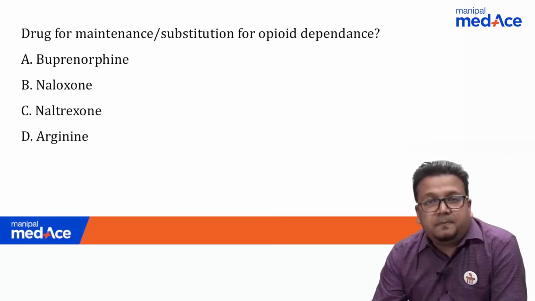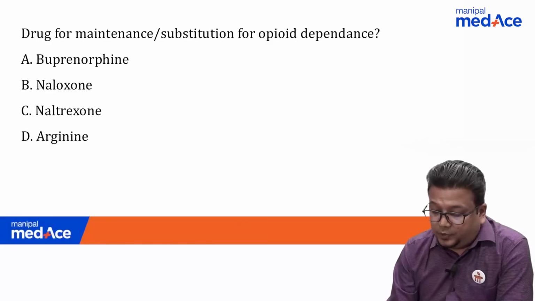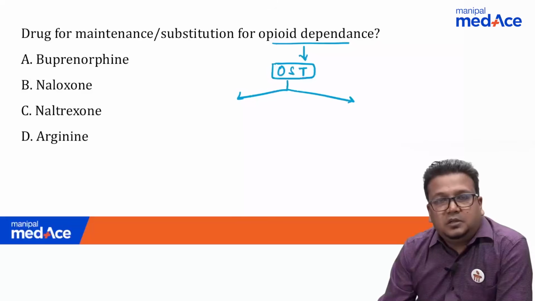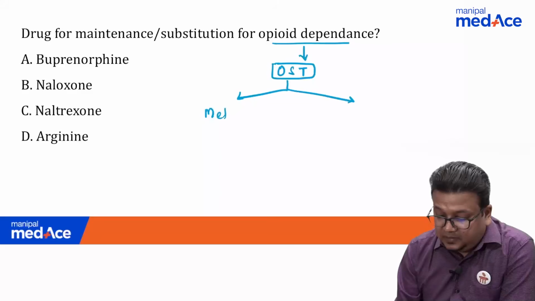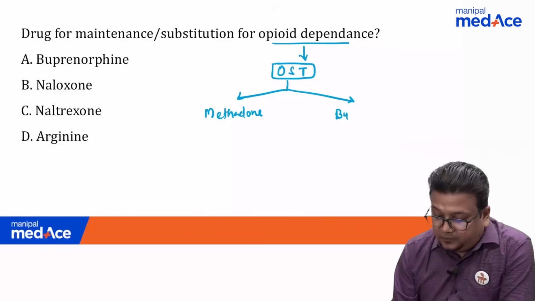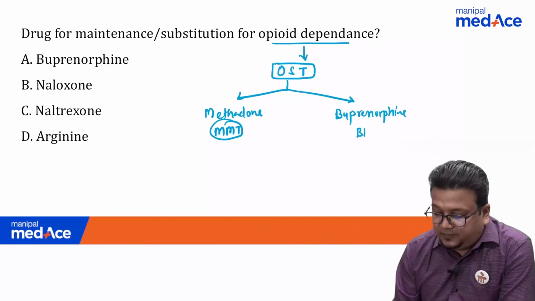Again, a question which is direct from my notes and videos: drug for maintenance or substitution for opioid dependence. So you know, we use what we call opioid substitution therapy, OST, for treating opioid dependence. There are two things that can substitute the morphine or heroin that the patient was taking. The preferred, we know, is called methadone maintenance therapy. So methadone is the preferred drug, and if methadone is not available, then we have buprenorphine maintenance therapy. So either MMT, methadone maintenance therapy, or the buprenorphine maintenance therapy.